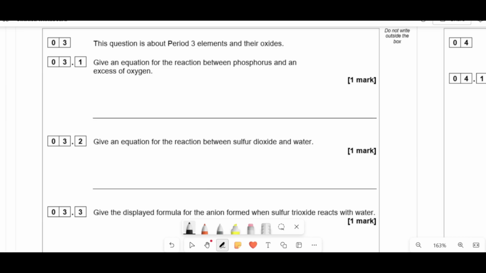This question's about period 3 elements and their oxides. Give an equation for the reaction between phosphorus and an excess of oxygen. So it's not the P2O5 business. It's always P4O10. That's just one you've got to learn. Unfortunately, P4O10 is what you're going to make. Now, phosphorus exists as P4. So in order to make this, you just add 5 O2s. Unfortunately, there's no other hacks to that. That's just how it is.